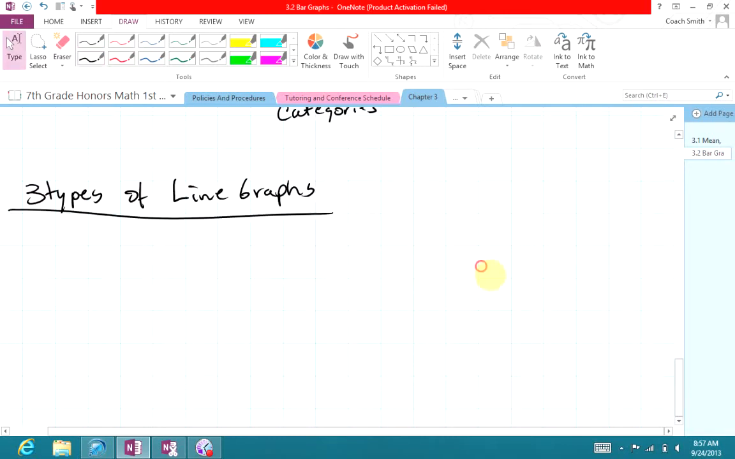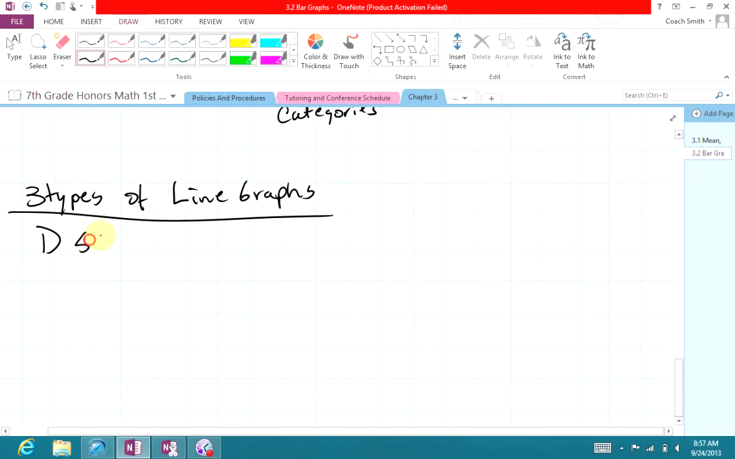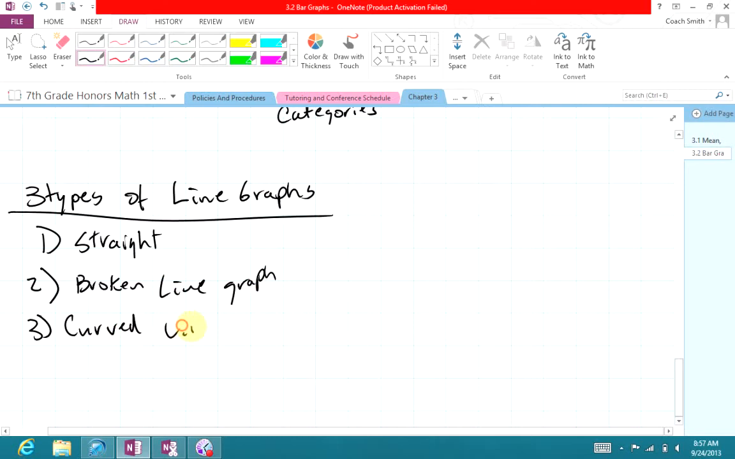Okay, 3 types of line graphs. One is a straight line graph. 2 is a broken line graph. And 3, curved line graph. Okay? A straight line graph looks like this. Maybe the line does that. Maybe the line does this. Okay, those are straight.